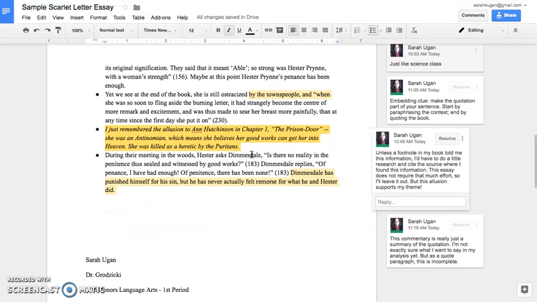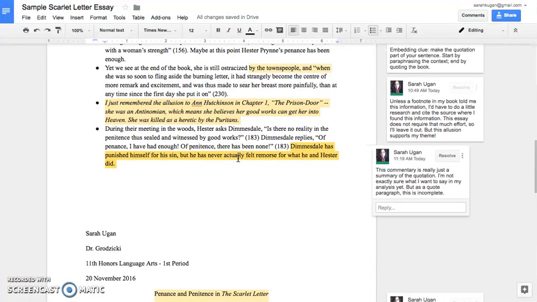Here I remembered an allusion, but I would have to do some more research in order to incorporate it in my essay, so I'm going to forget about that. Finally, this commentary again is really just summary of the quotation. I'm not exactly sure what I want to say in my analysis yet, but as a quote paragraph, this is incomplete because it does not analyze.